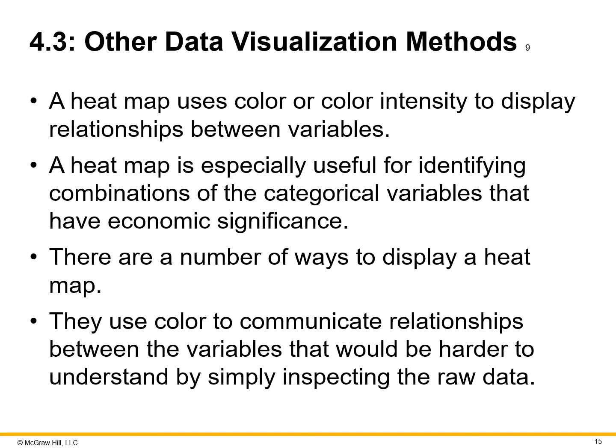The next type of visualization technique to look at two or more variables is called a heat map. A heat map uses color or color intensity to display relationships between variables. A heat map is especially useful for identifying combinations of the categorical variables that have economic significance. There are a number of ways to display a heat map. They use color to communicate relationships between the variables that would be harder to understand by simply inspecting the raw data. Let's take a look as an example on the next two slides.